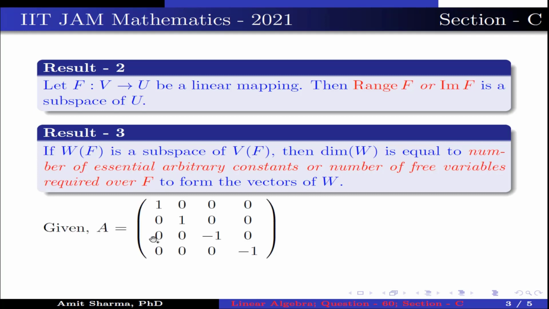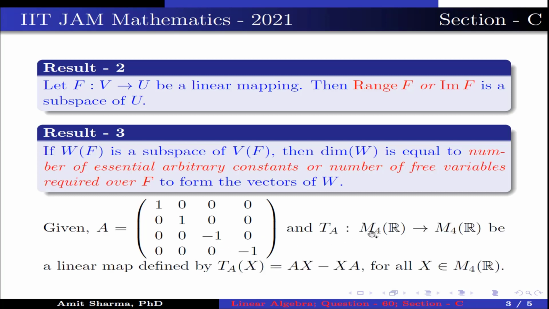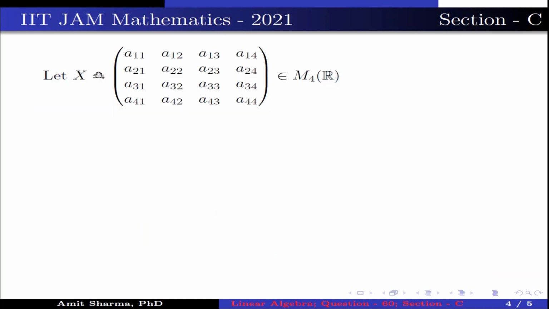Given A is a 4 cross 4 matrix having elements 1, 0, 0, 0, 0, 1, 0, 0, 0, 0, minus 1, 0, 0, 0, 0, minus 1, and TA from M4R to M4R is a linear map defined by TA of X equal to AX minus XA for all X belongs to M4R. Let X be a 4 cross 4 matrix having elements a11, a12, a13, a14, a21, a22, a23, a24, a31, a32, a33, a34, a41, a42, a43, a44 belongs to M4R.